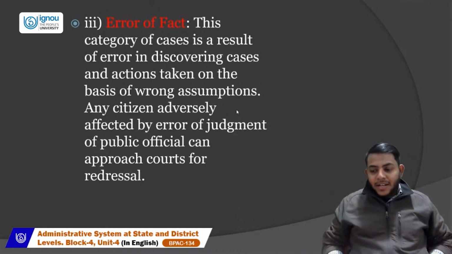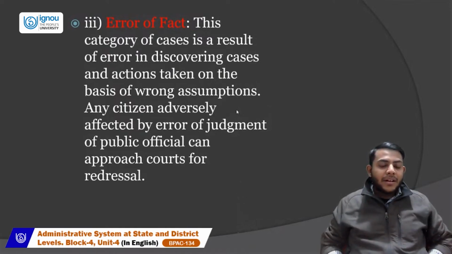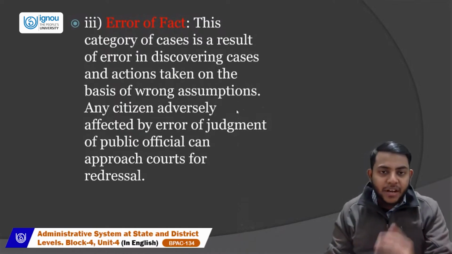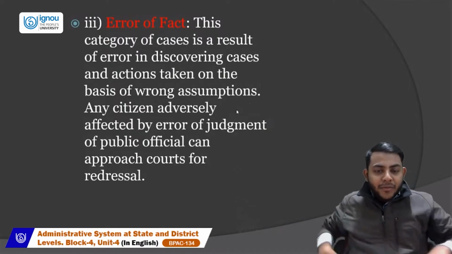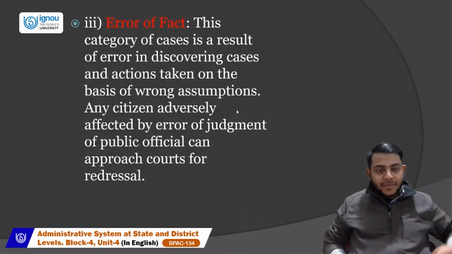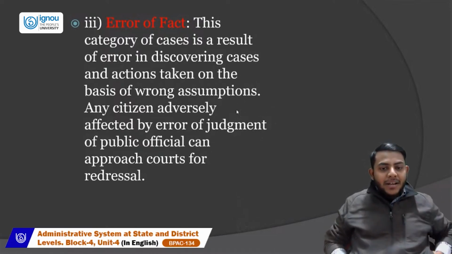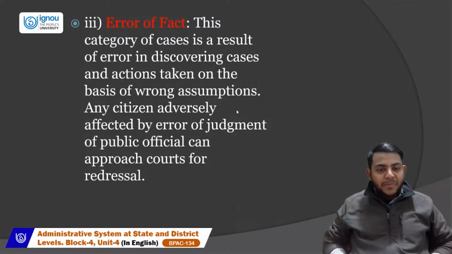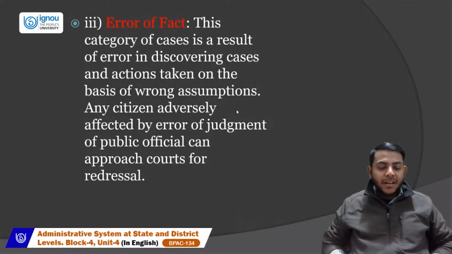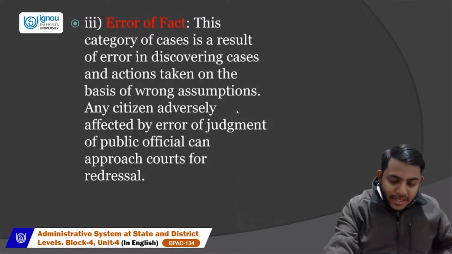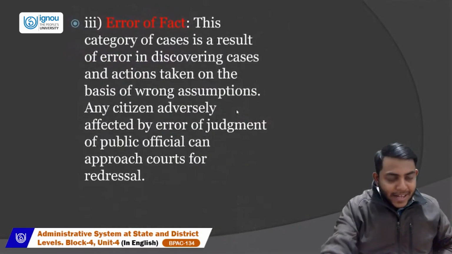The third instance where the judiciary can intervene is regarding cases related to error of fact. This category of cases is a result of error in discovering facts, and actions which are taken on the basis of wrong assumptions. Any citizen who is adversely affected by this error of judgment of public officials can directly approach the court for redressal of their grievances. So, we have discussed lack of jurisdiction, error of law, and error of fact.